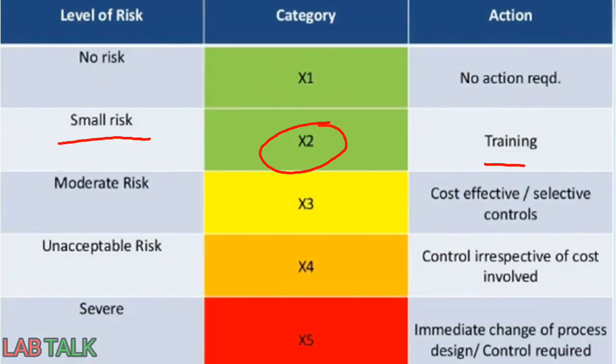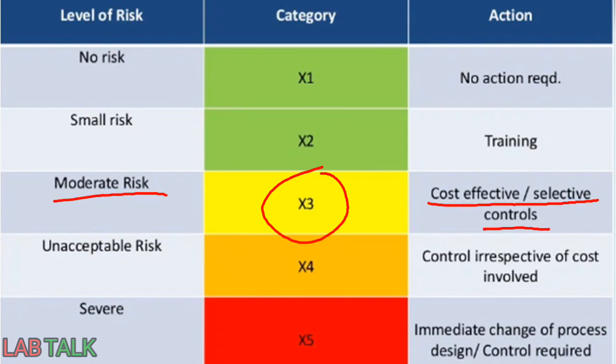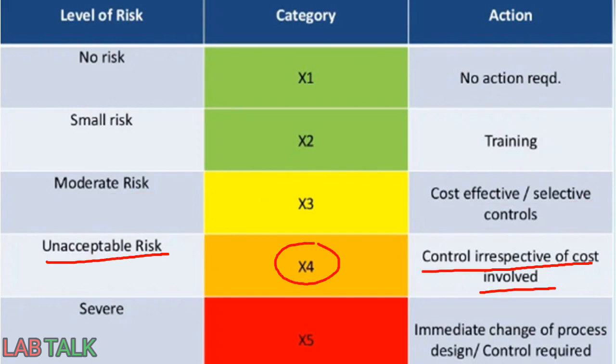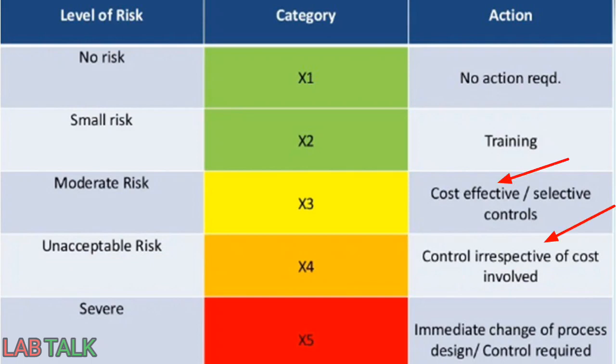Light green zone implies a small risk, so the risk can be mitigated with the help of risk control measures such as training. Yellow zone implies a moderate risk where risk control measures, cost effectiveness and selective control measures can be used for the control of the risk. The orange zone is an unacceptable risk where irrespective of the cost involved, the risk must be controlled. Whereas in yellow zone, the cost effectiveness must be considered while selecting the control measure.